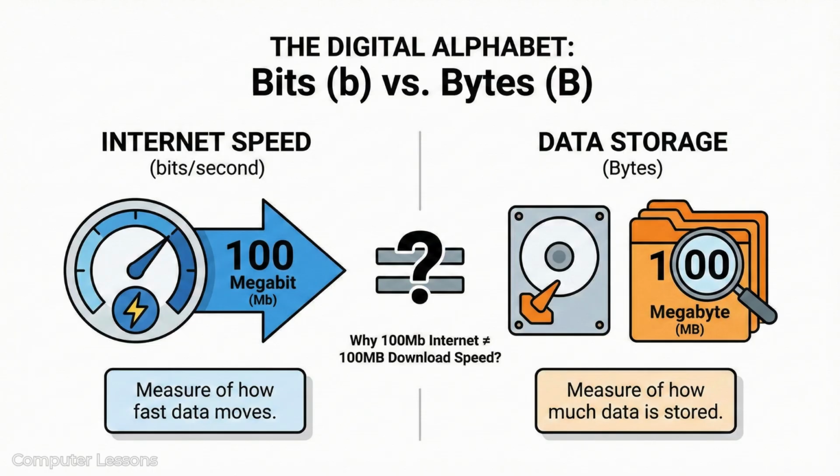We are going to demystify bits, bytes, and the confusing numbers like gigabytes and terabytes. By the end of this video, you will finally understand why your 100 megabit internet connection doesn't actually download 100 megabytes per second. Let's dive in.